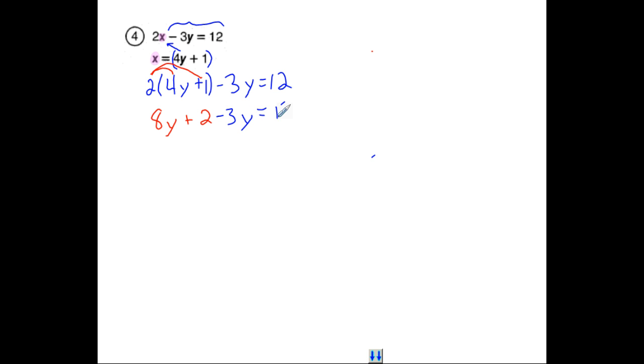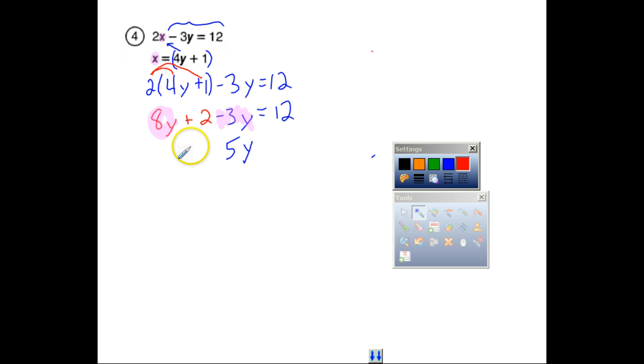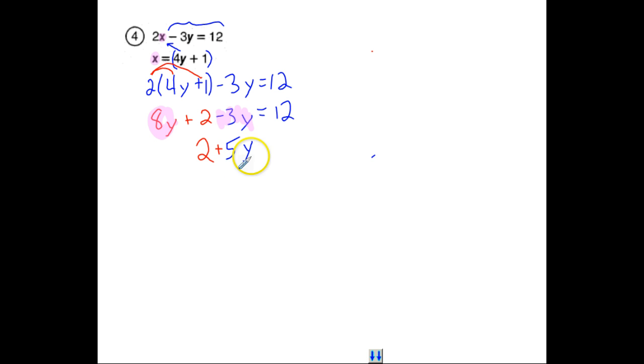Bring down everything else. We have 8y minus 3y. It's 5y. Bring down everything else. 2, make that a plus. Bring down that equals 12. Notice how I did not add 3y because these are on the same side. On the same side, you just combine them. Don't add 3y, you get 11y instead of 5y. And from here, you can probably finish it.